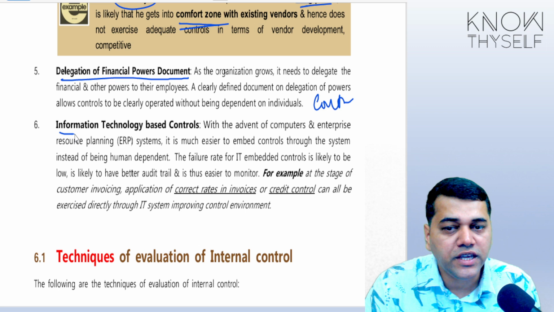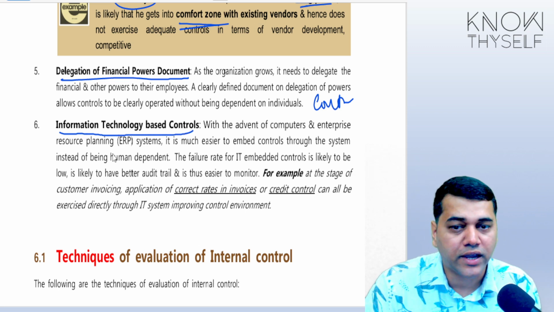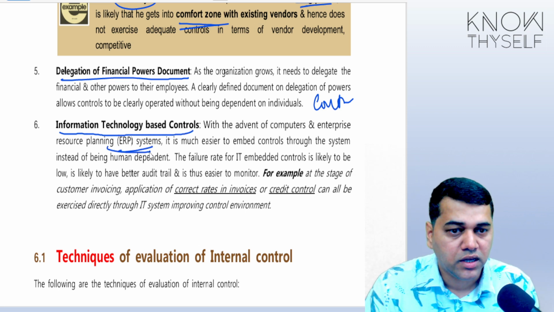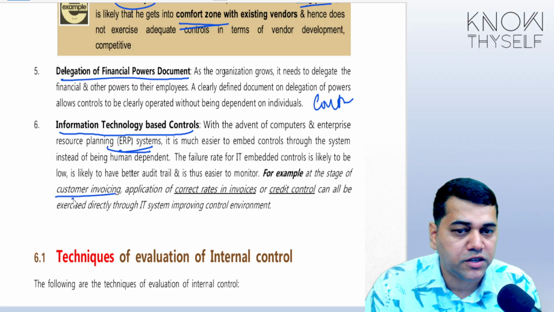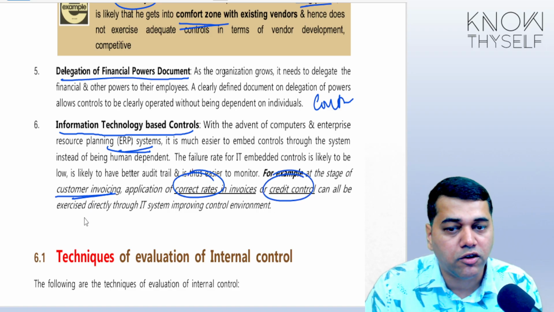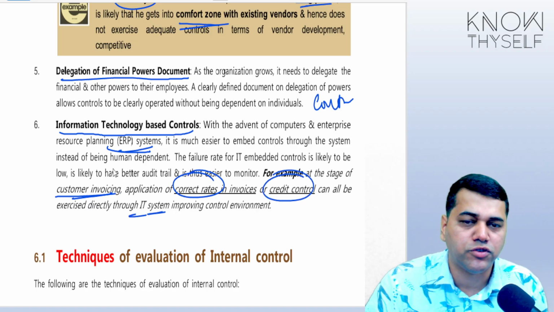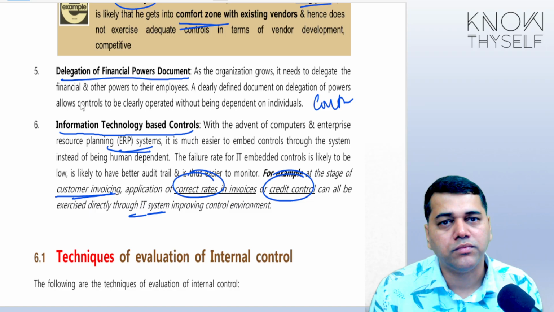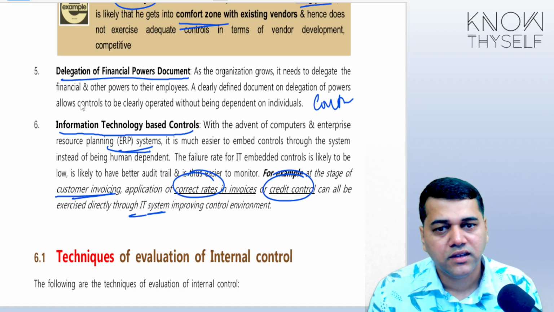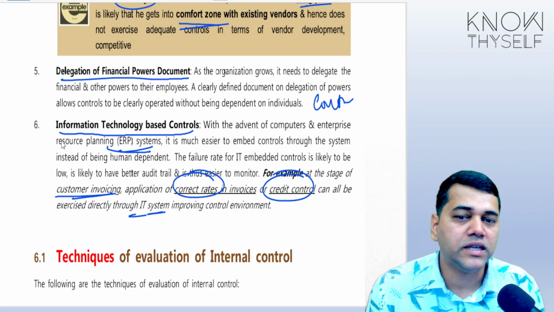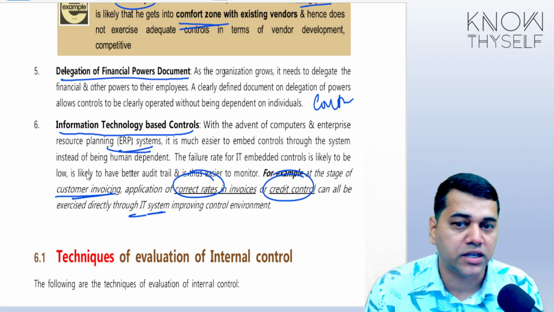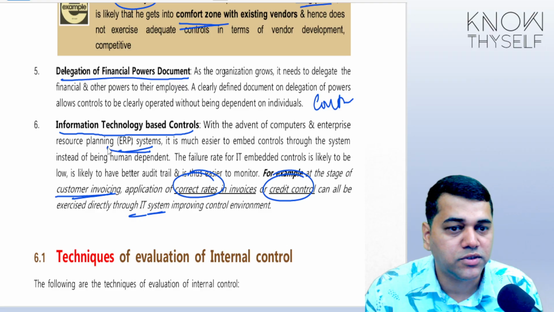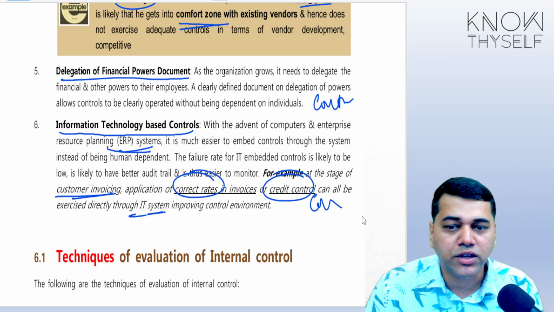And you need to see information technology based controls. Okay, have you implemented an ERP system? Example, at the stage of customer invoicing, application of correct rates, interest or credit control can all be exercised through the IT system. Today you go to a Big Bazaar, you just scan, you get the output, you get the price. Who is controlling that? An ERP system is controlling it. So do you have such systems in the organization? Okay, this is what you need to evaluate.